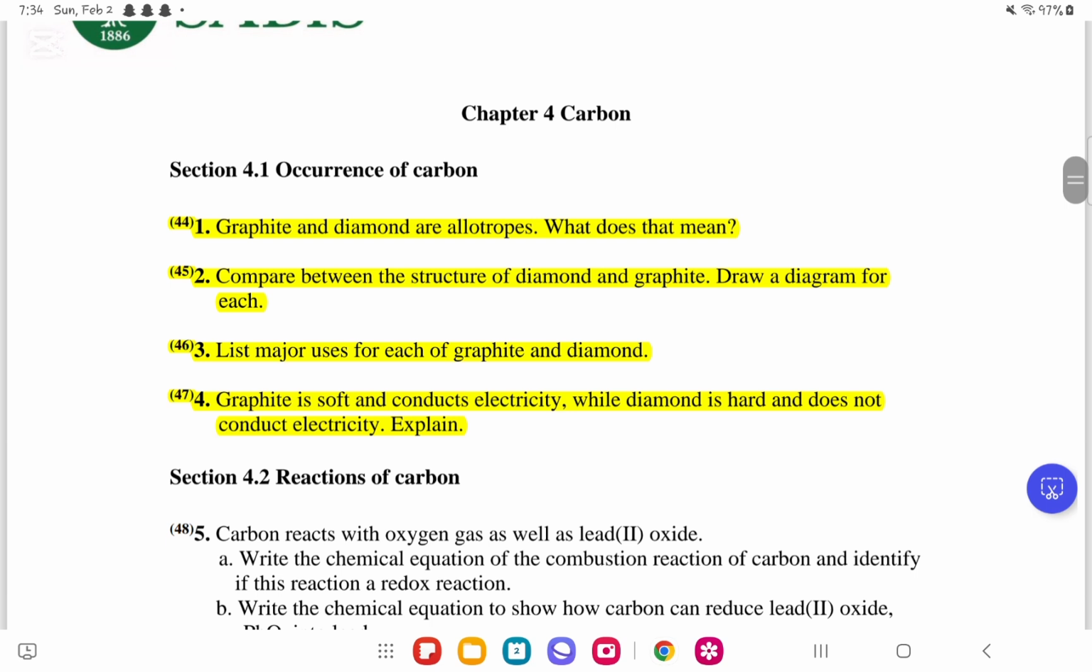Now they said, list major uses for each of graphite and diamond. Very simply, graphite can be used for furnace linings, electrodes, lubricants, and pencils, and diamond can be used for jewelry, glass cutters, rock borers, and abrasive material. Now, graphite is soft and conducts electricity, while diamond is hard and does not conduct electricity.